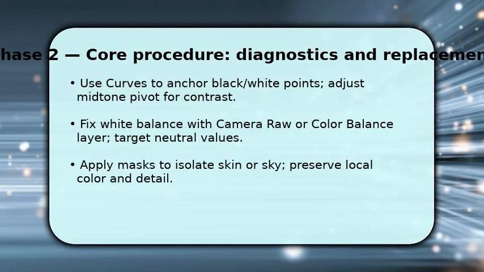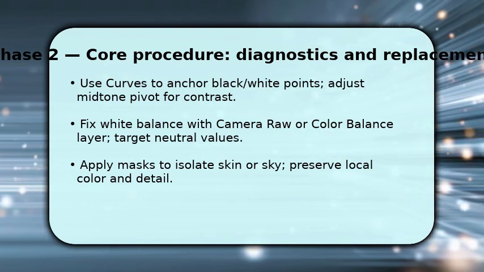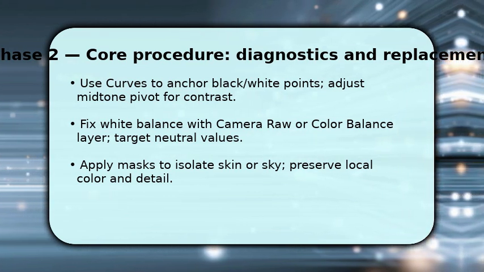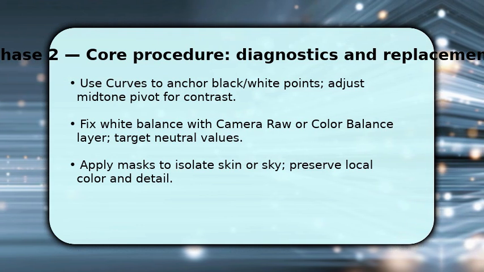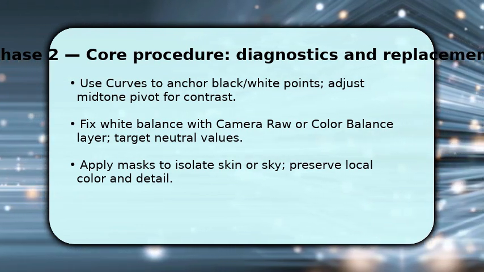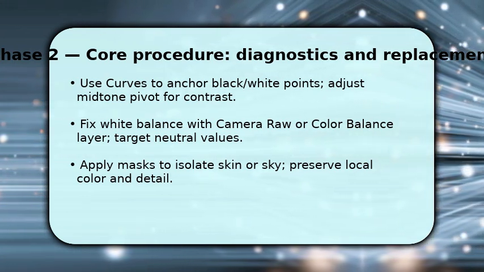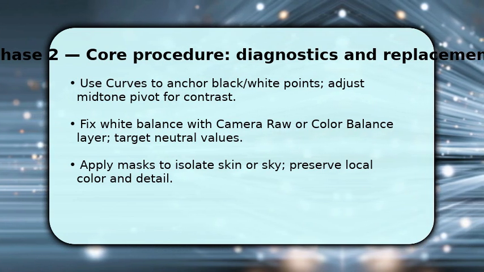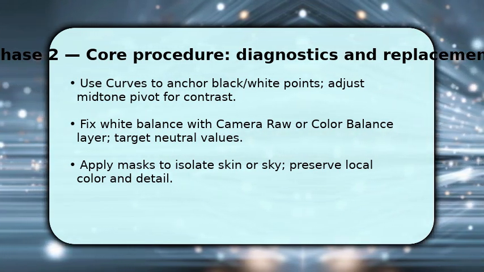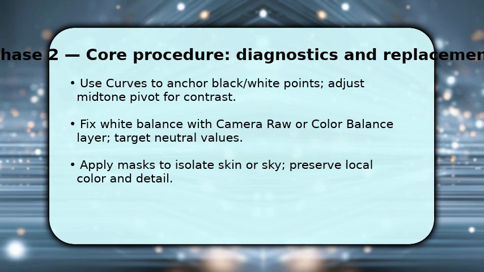Now focus on balance and tonality. Begin with curves, anchor black and white points to remove clipping, then nudge the midtone pivot for overall contrast. Next, correct white balance using Camera Raw or a color balance adjustment. Target neutral RGB ratios instead of guessing. Once those global moves are solid, paint masks on your adjustment layers to protect skin tones or specific highlights. This keeps local colors accurate while you tweak exposure, saturation, and vibrance. Make small moves, not heavy-handed corrections.